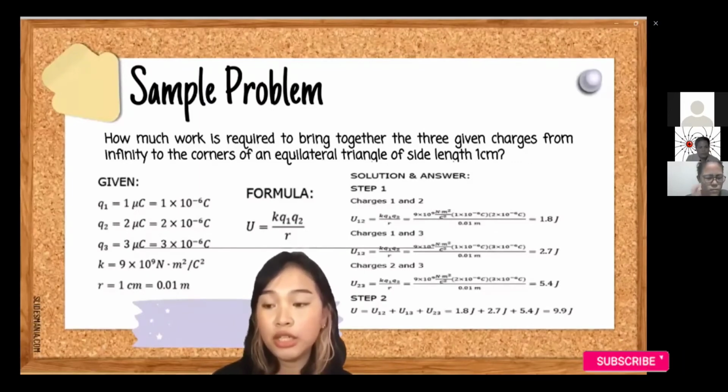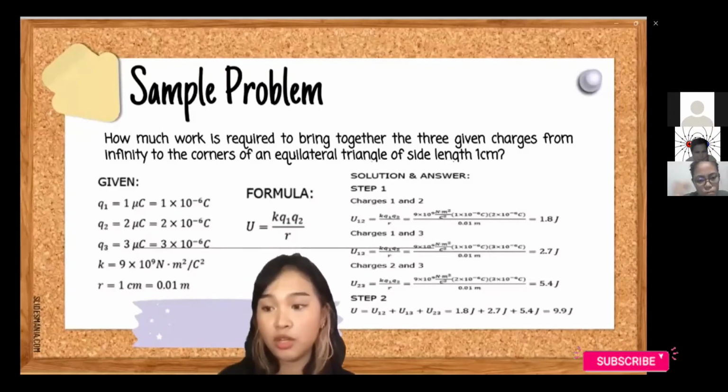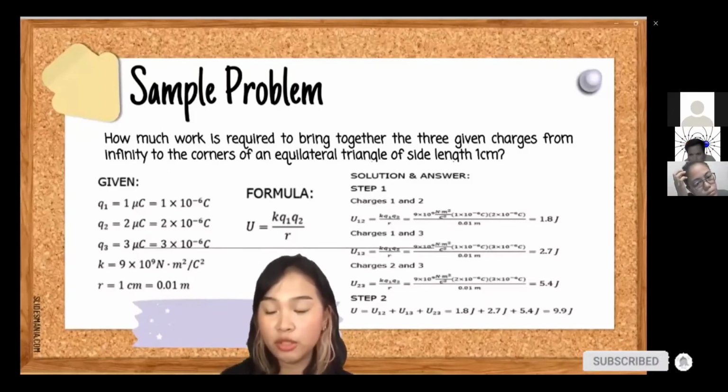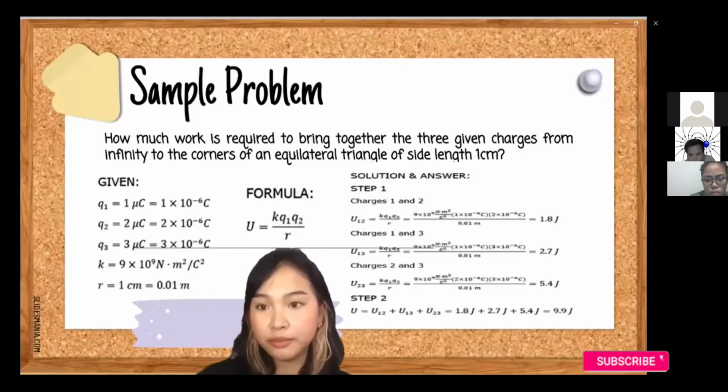So here's the solution and answer. For step 1, since the work done to assemble the charges is equal to their potential energy in this arrangement, we will find the potential energy between each pair of charges, while work is equal to the change in potential energy. Since the charges start at an infinite distance, initially the potential energy is equal to 0.